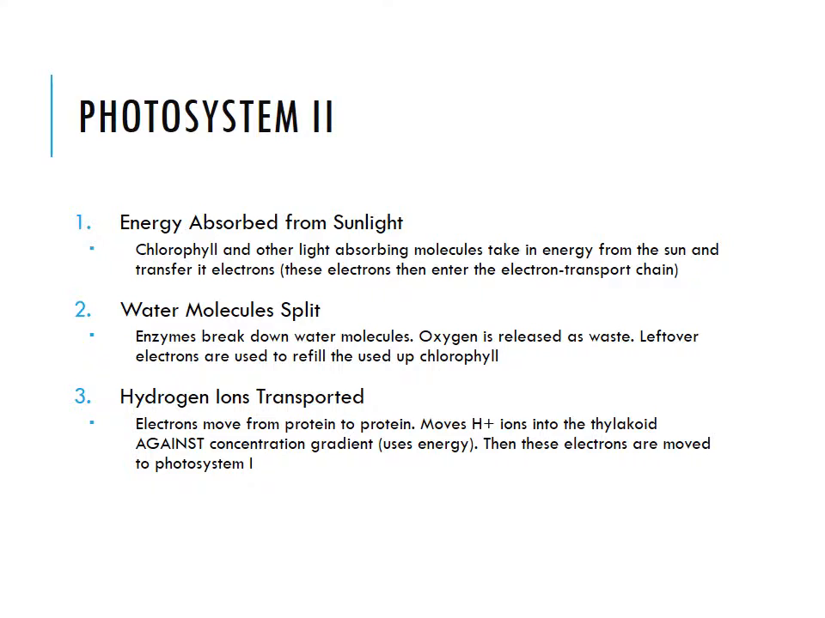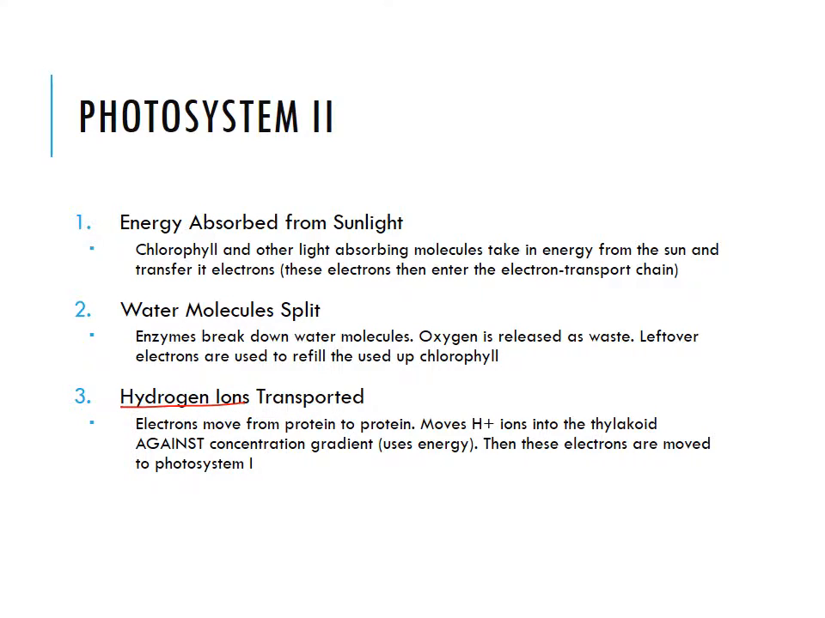Next up, for number two, we split our water molecules. Now, we use an enzyme to do that, and then oxygen is literally just thrown out of there right from the beginning as a waste byproduct. The leftover electrons are then used to refill that used up chlorophyll to keep that energy high and keep things moving along. So what's left over from our water when it was split apart was hydrogen ions.